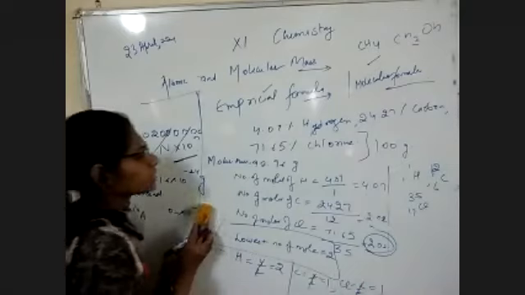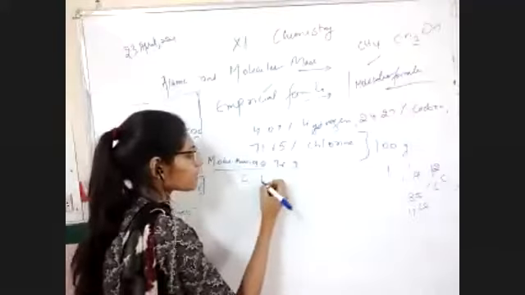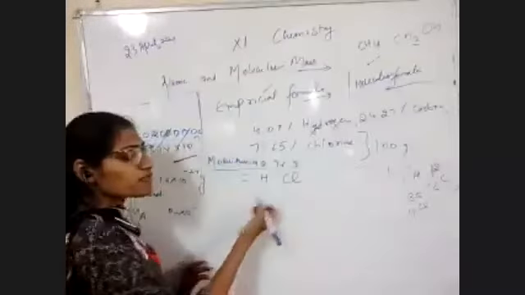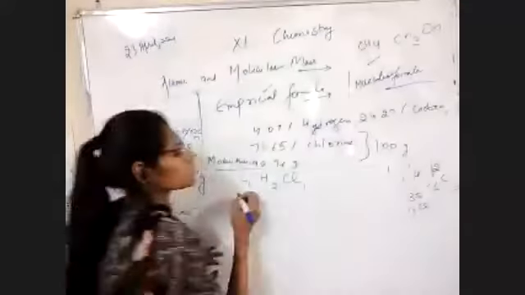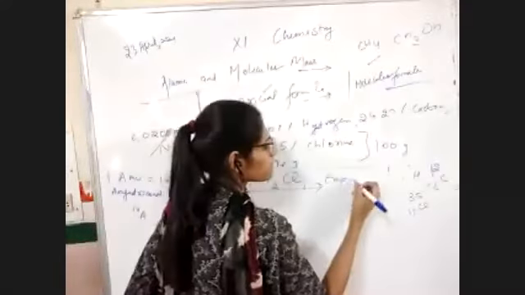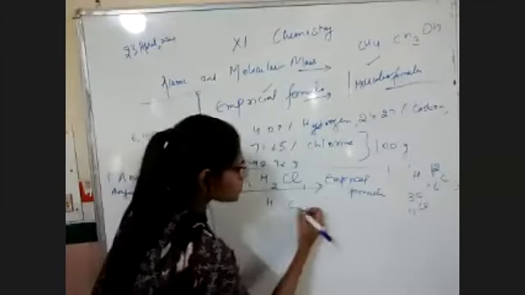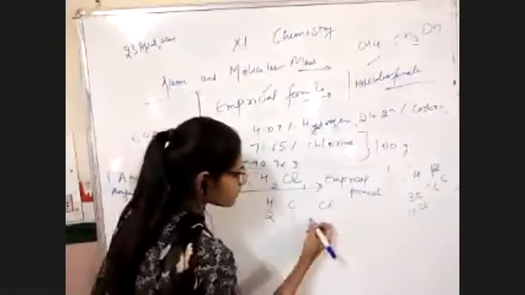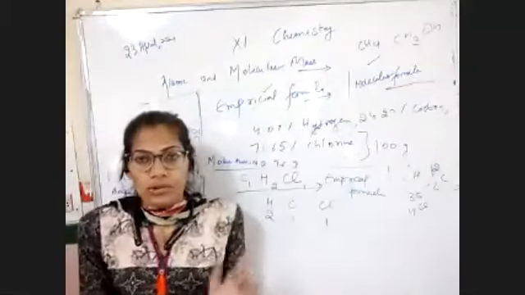Let's write this whole equation. So carbon, hydrogen and chlorine. Hydrogen, what would we get? 2. Carbon, 1. Chlorine, 1. So this is our empirical formula. It just tells us that our hydrogen, carbon and chlorine are present in 2:1:1. But this is not our molecular formula.